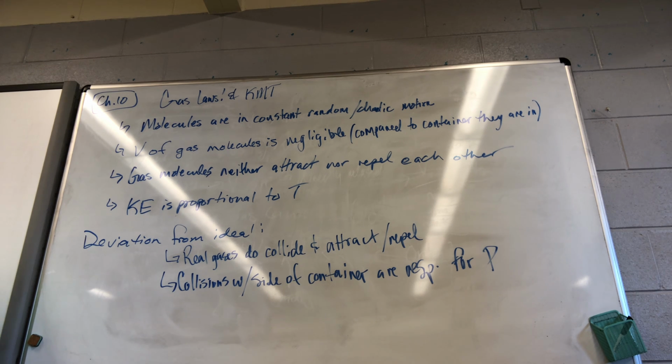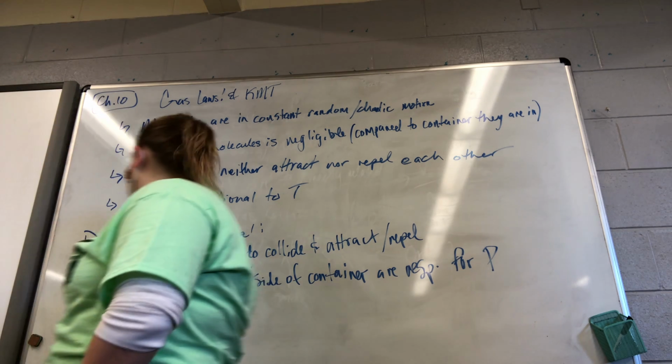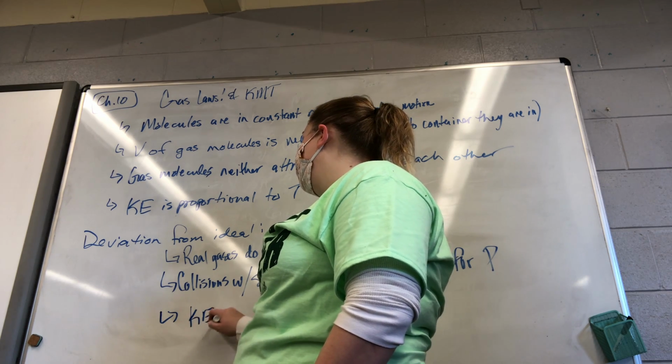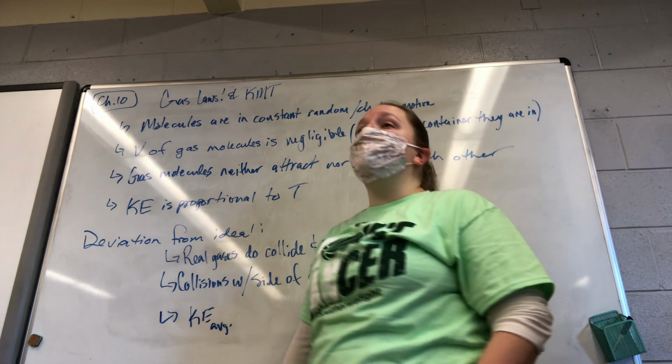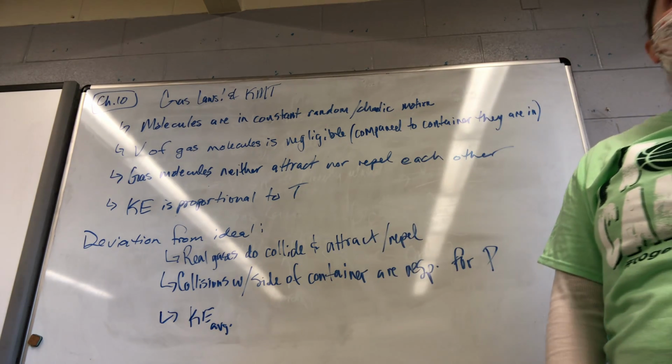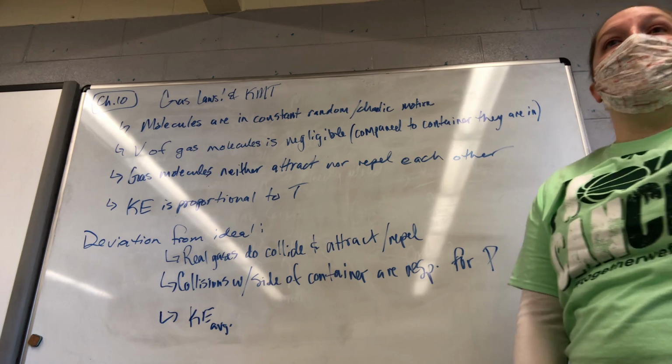When we talk about real gases, the real situation is that they do collide with each other. Sometimes they stick together. Sometimes they repel each other. When they repel each other, they may be moving faster or slower. The last one is that kinetic energy is an average. Every molecule has its own amount of kinetic energy, and that amount is going to be averaged across all molecules, right?